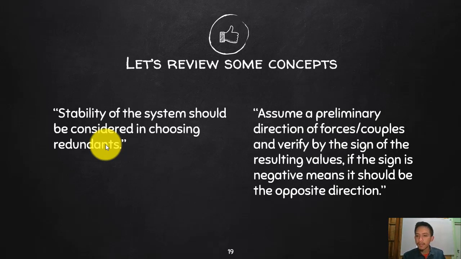Okay, and then of course, since you do not know in the first place the directions of the reactions and the redundants, all you need to do is assume preliminary force and couple directions, and of course verify the sign of these later on in your results. If that is negative, it means it is just the opposite direction. Okay, so that is your consistent deformation method analyzing indeterminate beams.